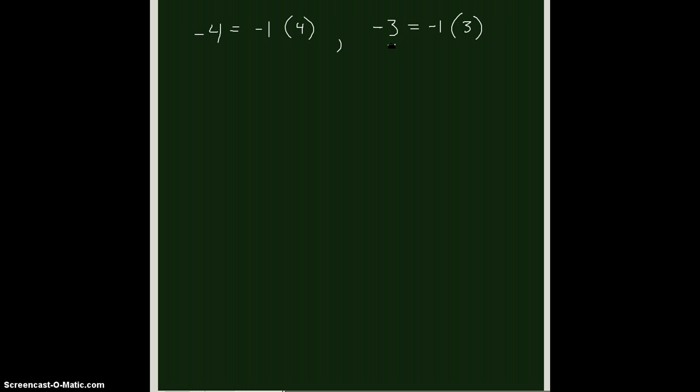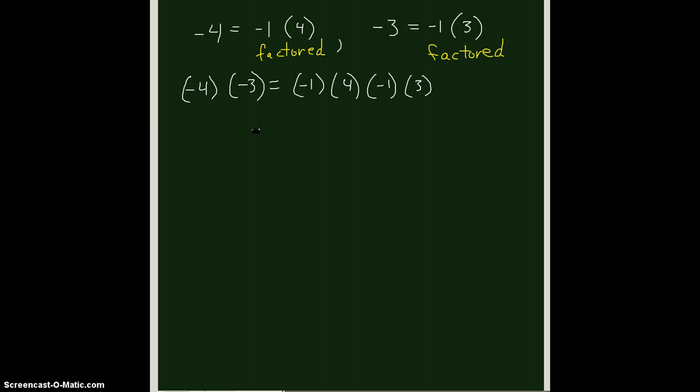And the same would be true for minus 3. So let's go back to our question, which was minus 4 times minus 3. I'll write them in factored form. Remember, these are factored. Not completely in this case, because I could factor the 4 into 2 times 2, but they're factored enough for this discussion. So I've factored minus 3 into minus 1 times 3. So I'll write these two in factored form. I have minus 1 times 4 times minus 1 times 3.